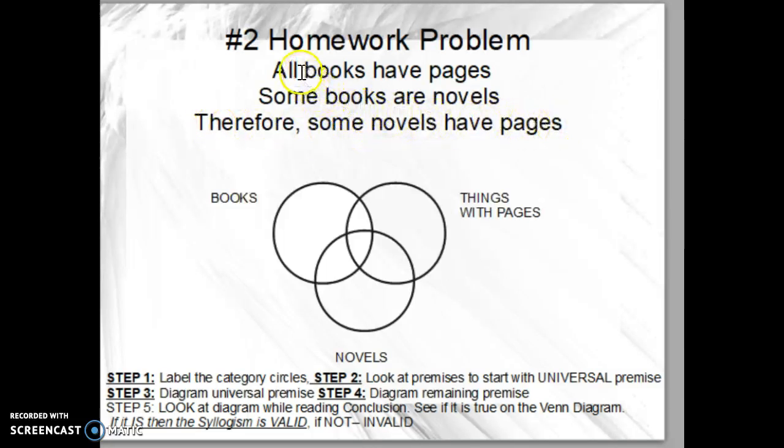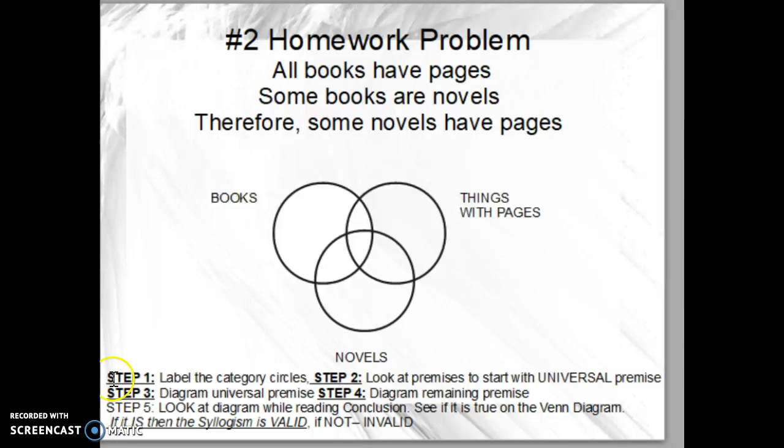So again, we find our terms. I just find the very first one, books. I label this circle books. The next one is pages. So I label this one pages or things with pages. And then we see books again, so I don't need to do a new one for that, but we have novels. So I label this one down here, novels.